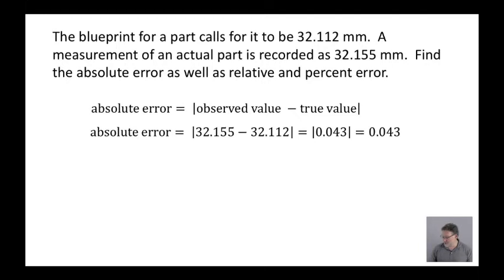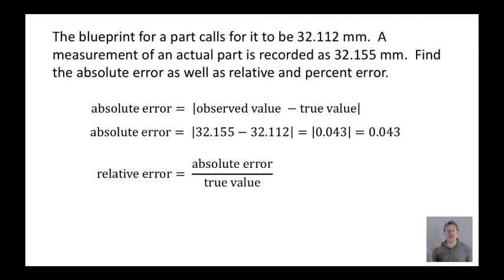That's the absolute error. We can then find the relative error by taking that absolute error that we just got and dividing it by what it should be. Dividing it by the true value. In other words, in this case, the true value, the desired value, is 32.112 millimeters. So that's just plug things in. 0.043, divide that by 32.112, and what do we get? We get this interesting decimal here that's hard to interpret.